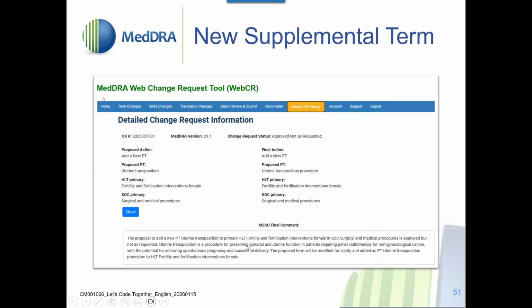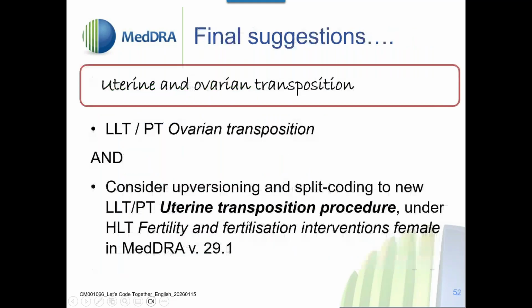And you have the note at the bottom. Uterine transposition is a procedure for preserving gonadal and uterine function, exactly what we know there, for pelvic radiotherapy for non-gynecological cancer with the potential for achieving spontaneous pregnancy and successful delivery. Okay, so nice example there of where a new concept comes along. Thank you for suggesting it, that we use it for the session. And this is exactly what happened.